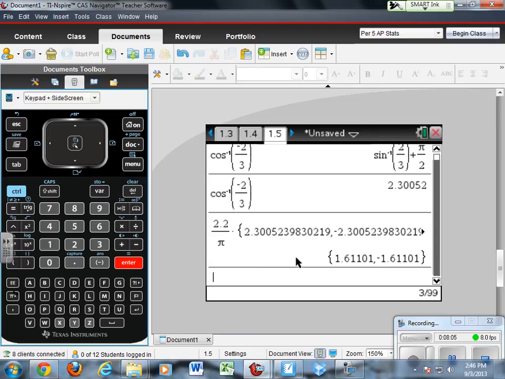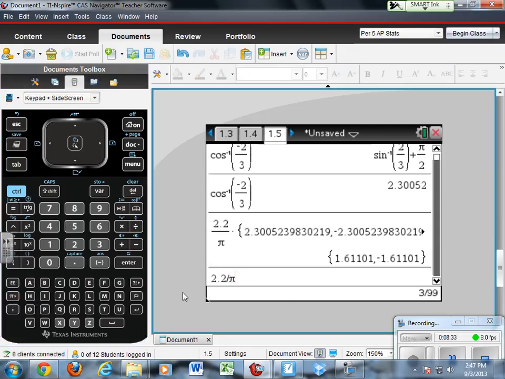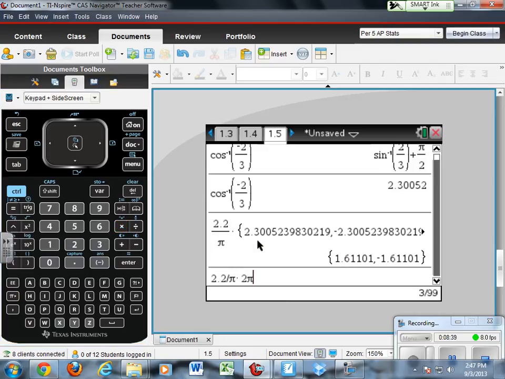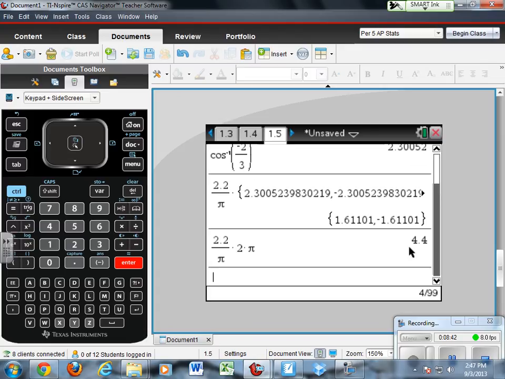And actually, I could do something even more. I could say 2.2 over pi, and then I could do 2.305 plus 2 pi n, negative 2.305 plus 2 pi n, and I could actually get the entire thing here. But let's just go ahead and do 2.2 divided by pi again, and times, what was our period? 2 pi. That just gives me 4.4. Interesting. 4.4 is the period of the fox function.